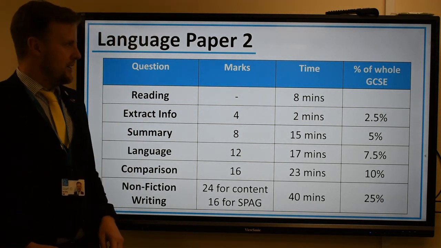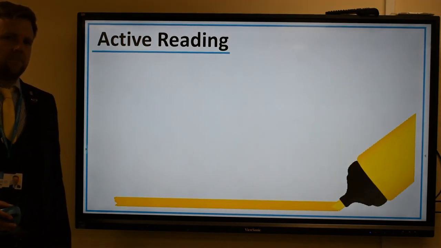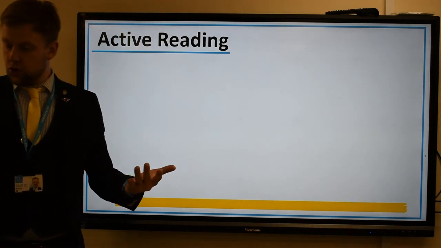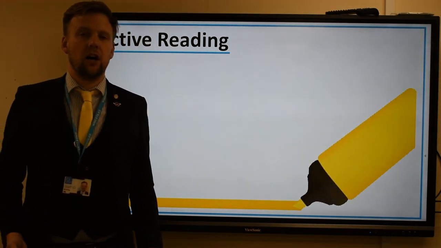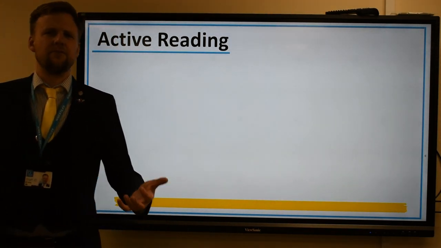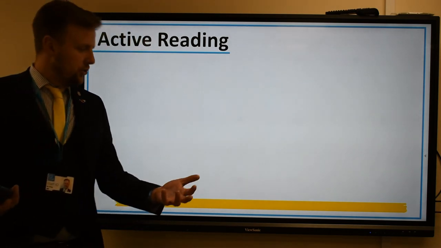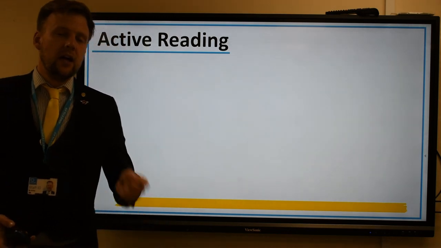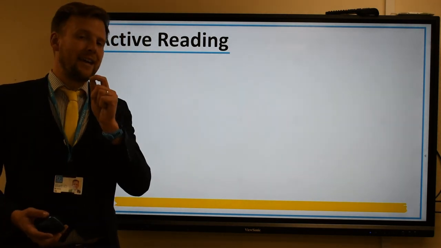First up, let's do our reading. Now, the same as Language Paper 1, we need to be actively reading here. They've got 2 texts, both could be a page and a half long. That's 3 pages of information. We can't read 3 pages before question 1, and then again for question 2, and again for question 3. The first time we read them, we've got to make it count.